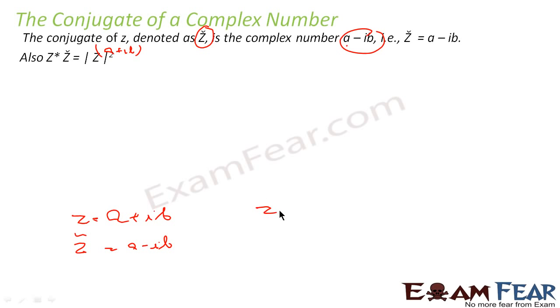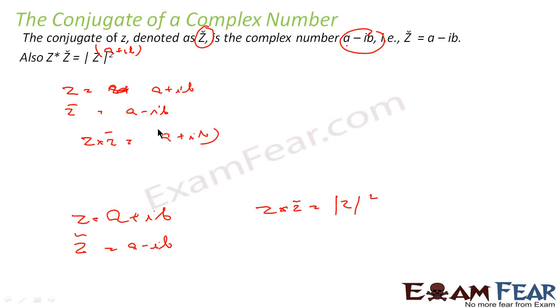Also, when you multiply z into z conjugate, you get the modulus of z squared. For example, z is equal to a plus ib, and z conjugate is equal to a minus ib. You multiply z into z conjugate, what do you get? A plus ib into a minus ib. This is nothing but a square plus b square.